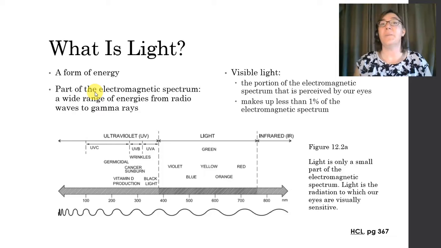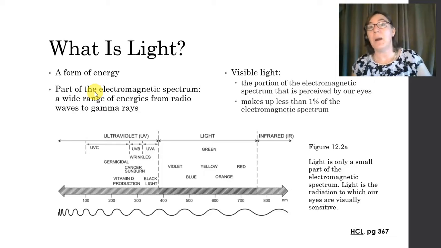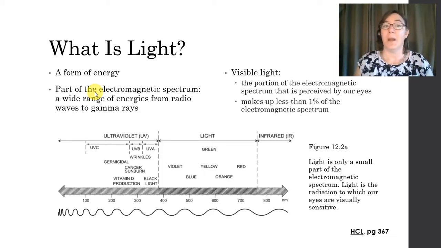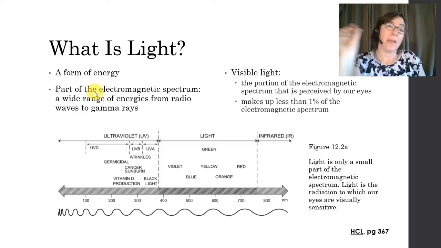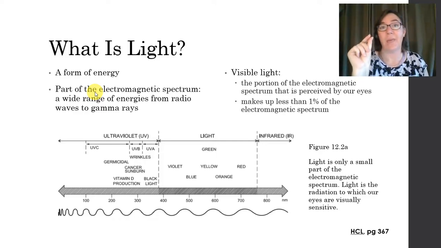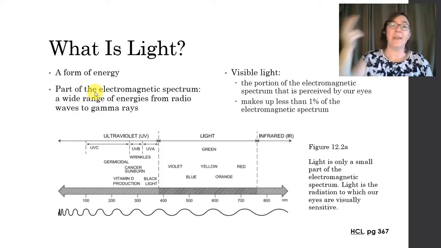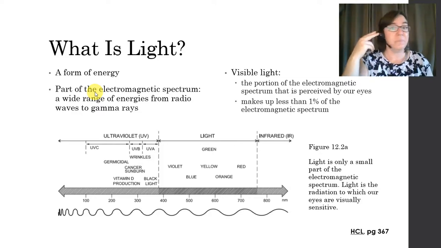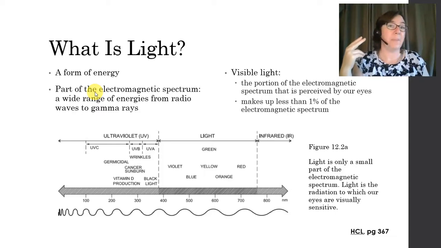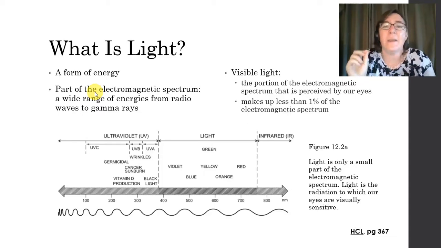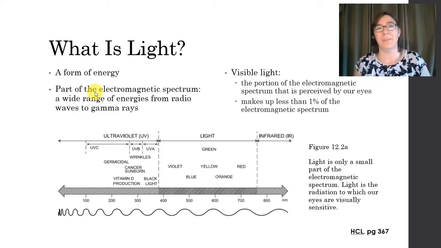Light is a form of energy, and it's part of the electromagnetic spectrum, which ranges from radio waves, gamma rays, you've got some UV and infrared on there, and a very small sliver of that electromagnetic spectrum is visible light. Visible light is that portion of the spectrum that our eyes are designed to receive, and it makes up less than 1% of the spectrum, interestingly enough.